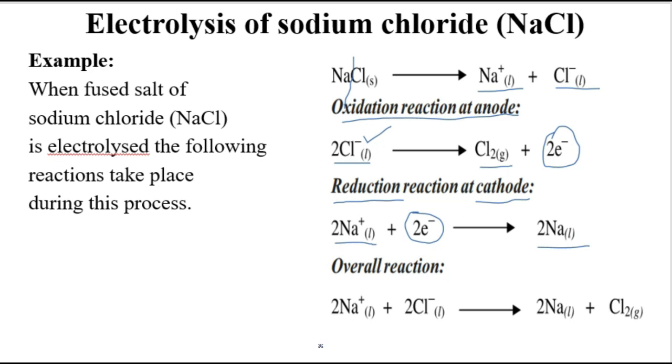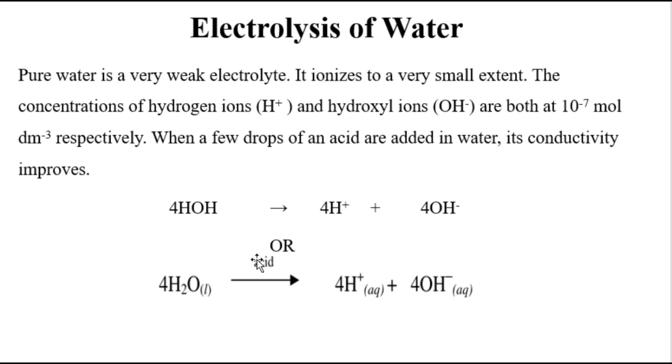And what happens with the overall chemical reaction? This is the sodium ion and this is the chloride ion. So in this context, we will see that it will be sodium and it will be chlorine. So both will be in the stable state. On the next slide, we will discuss the electrolysis of water.